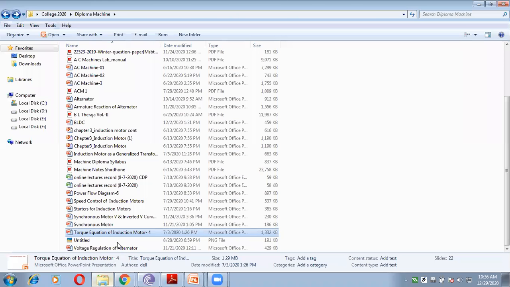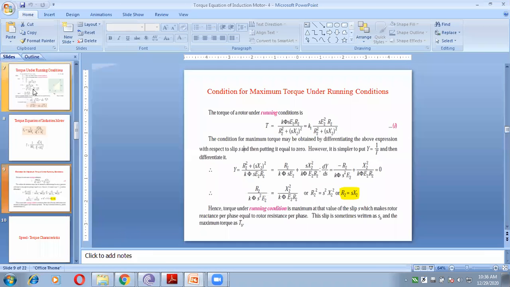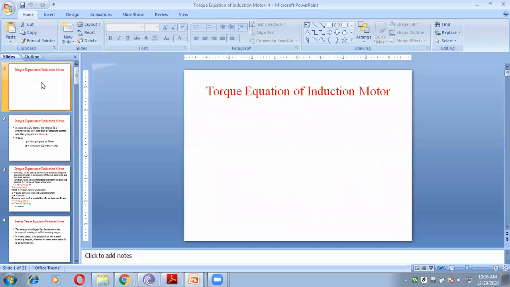So that was the basic principle as well as the construction details of the induction motor. Next we will see the torque equation of the induction motor.